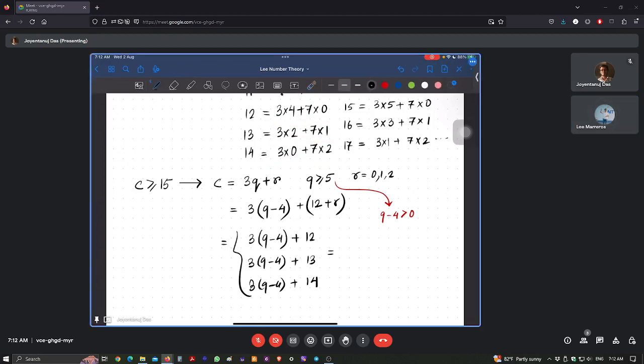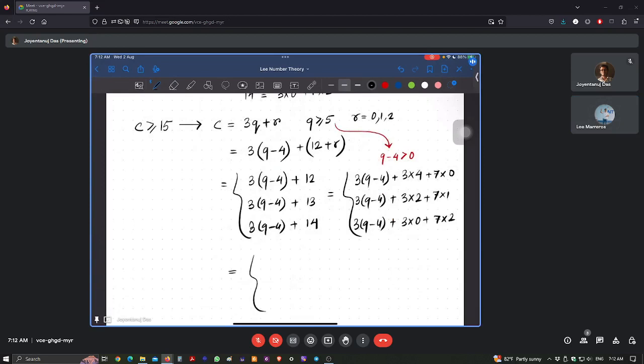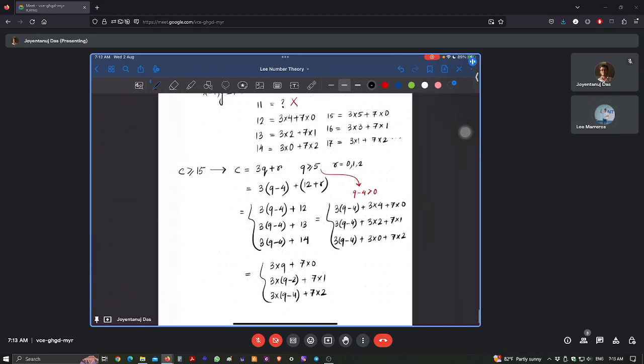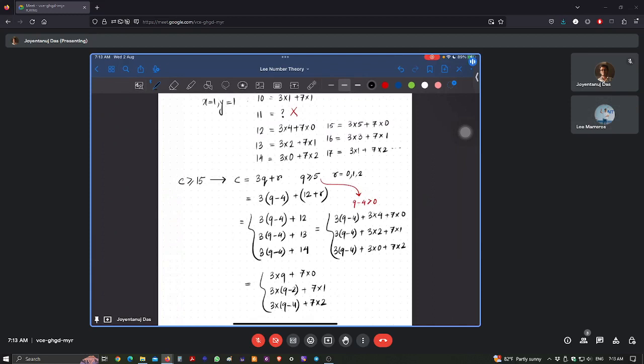So in the next step, this is 3Q minus 4 plus 3 times 4 plus 7 times 0, then 3Q minus 4 plus 3 times 2 plus 7 times 1, and 3Q minus 4 plus 3 times 0 plus 7 times 2. Now we can combine: 3 times Q plus 7 times 0, 3 times (Q minus 2) plus 7 times 1, and 3 times (Q minus 4) plus 7 times 2. So we have shown that any number bigger than or equal to 15, I can write in terms of 3 and 7, as 3x plus 7y, where both are greater than or equal to 0.